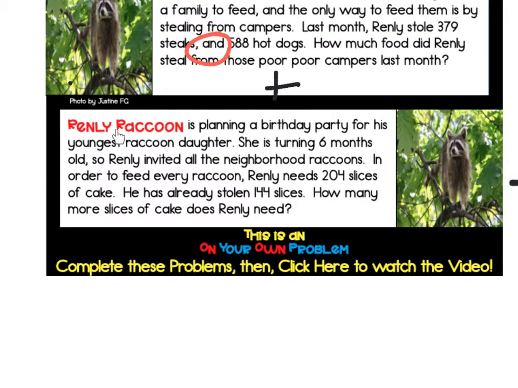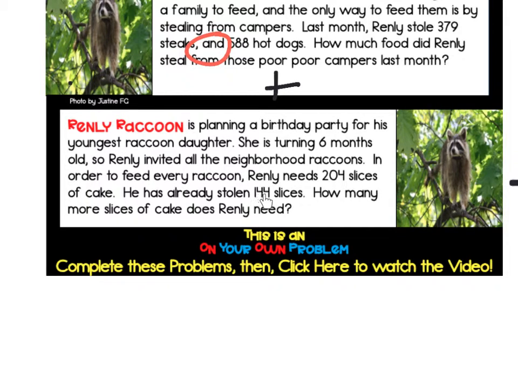And here we go. Renly Raccoon is planning a birthday party for his youngest raccoon daughter. She is turning 6 months old. Very nice. So Renly invited all the neighborhood raccoons. In order to feed every raccoon, Renly needs 204 slices of cake. He has already stolen 144 slices.